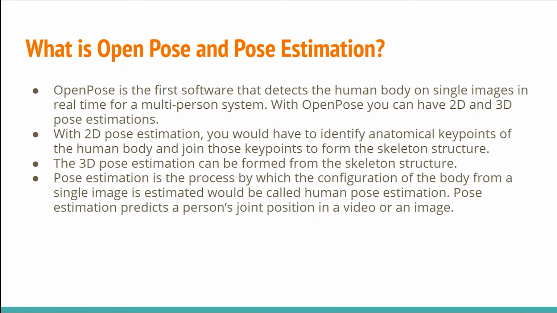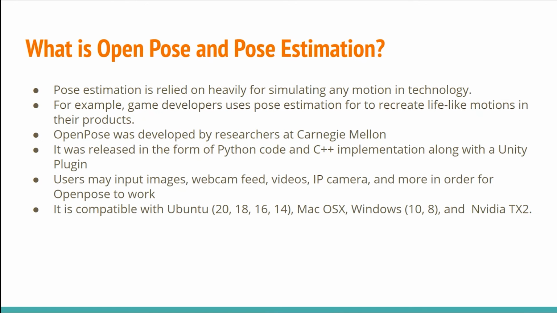The process by which the configuration of the body from a single image is estimated is called human pose estimation. Pose estimation predicts a person's joint position in video or in an image. Pose estimation is relied on heavily for simulating any motion in technology. For example, game developers use pose estimation to create lifelike motions in their products.